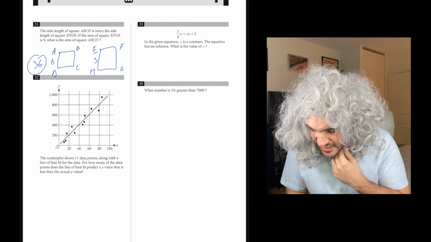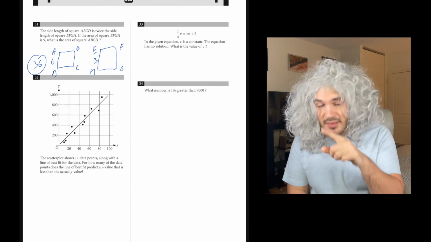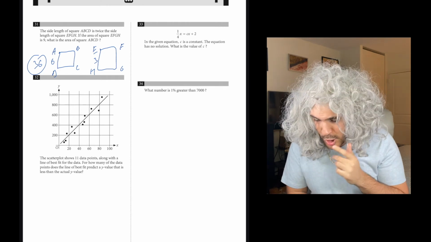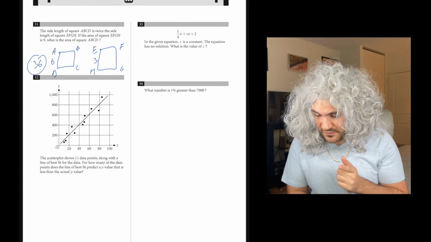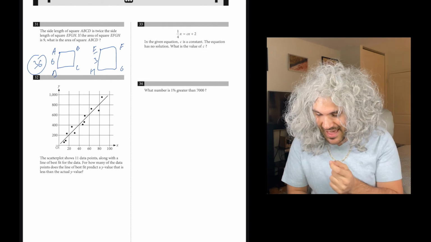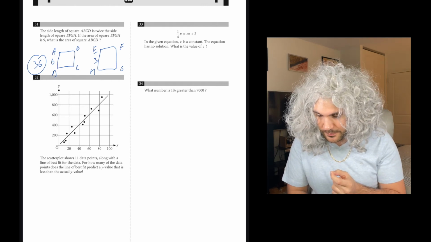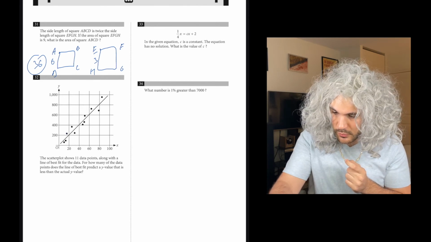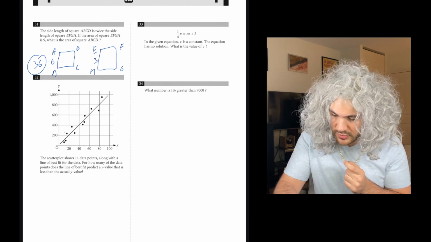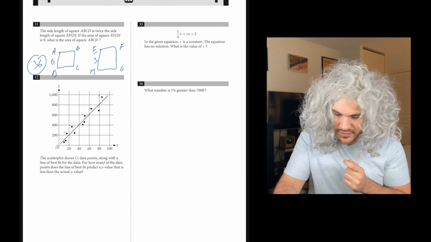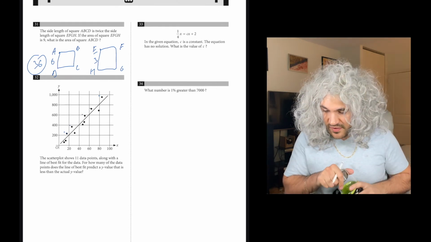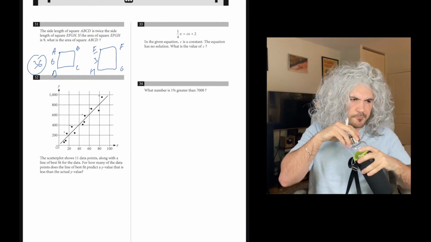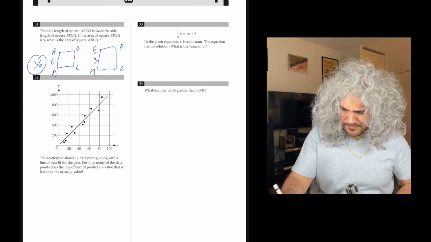Number 32, the scatter plot shows 11 data points. See, in this one, they drew that line of best fit, what roughly goes through the middle of all the points. For how many of the data points does the line of best fit predict a y value that is less than the actual y value? So that is these 5 points. So that is 1, 2, 3, 4, 5. Okay, 5 points, great. So our answer is just 5.